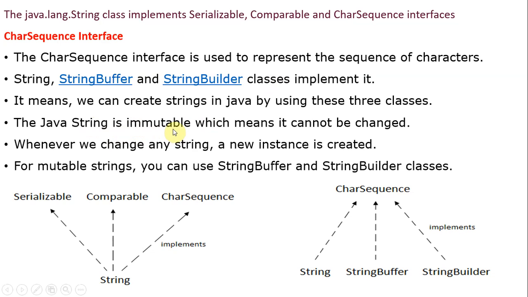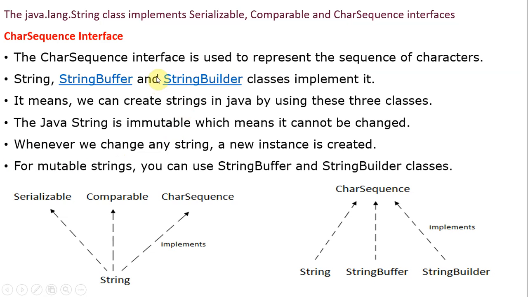String is immutable means we cannot change it once it is defined. But sometimes we have a situation where we want to change the content already provided. In that case, we have to use StringBuffer as well as StringBuilder. Those are mutable. Mutable means once you define the string data, it is possible to change the data. That is called mutable.